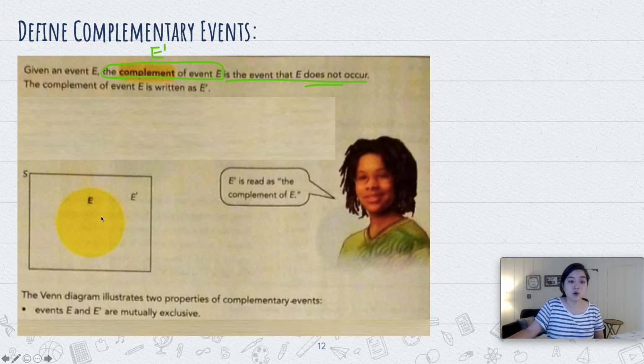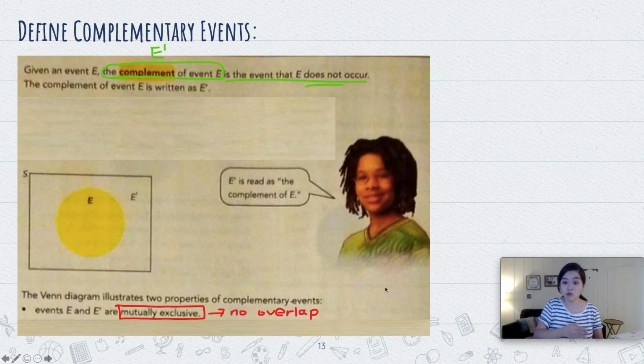Notice that event E and the complement of E are mutually exclusive because they do not overlap. There is no overlap. In addition, it is important to realize that the probability of E plus the probability of the complement of E is equal to 1. It's certain, okay?